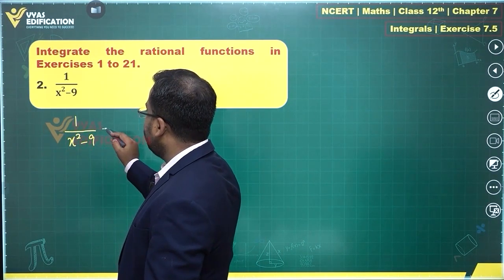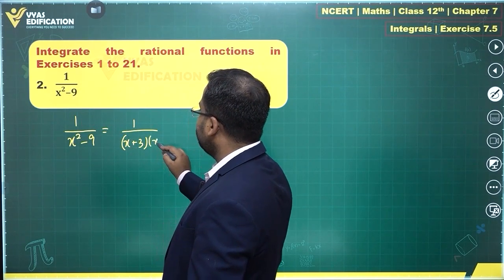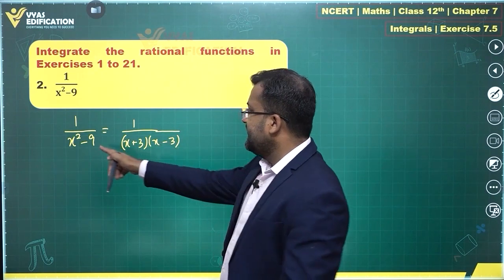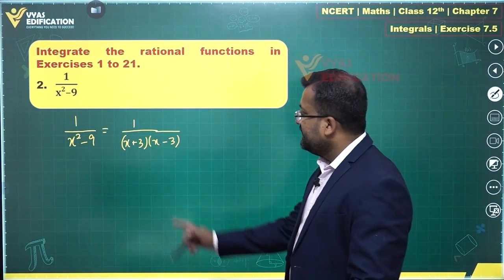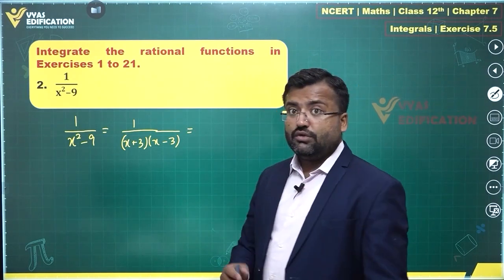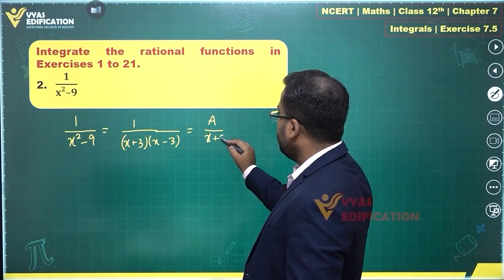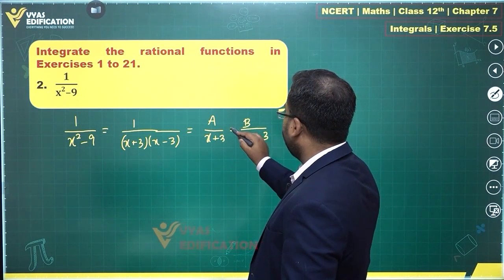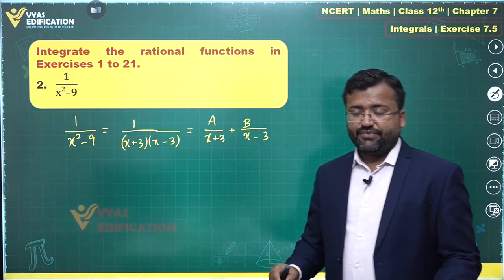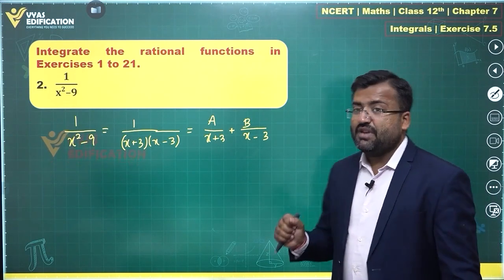x square minus 9 in the denominator can be factorized as (x plus 3)(x minus 3). This is x square minus 3 square, right, which can be factorized as (x plus 3)(x minus 3). And this can further be broken down into two partial fractions, A upon x plus 3 plus B upon x minus 3. This is what you have. Is that okay? Yes, that's okay.